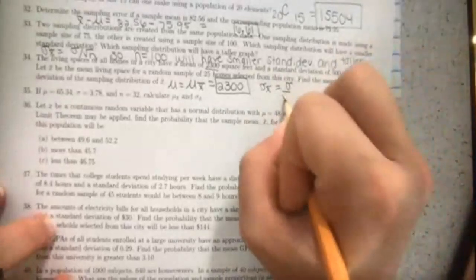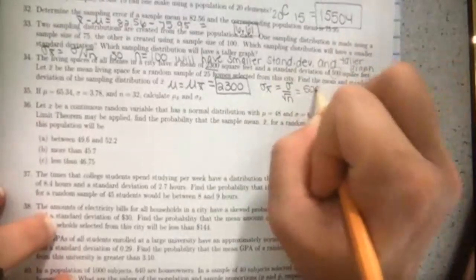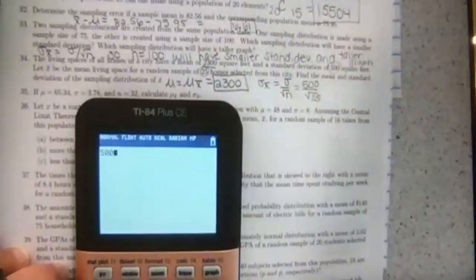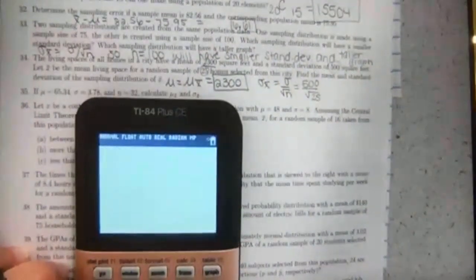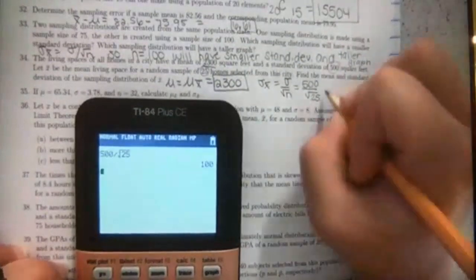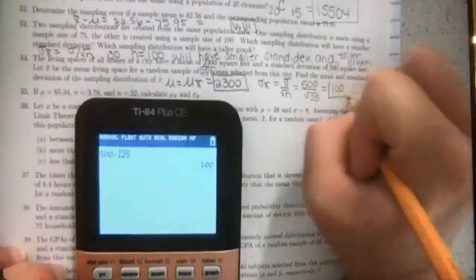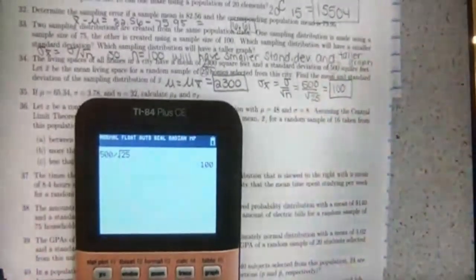And our sampling standard deviation, we know from our formula sheet, is our population standard deviation divided by the square root of n. Our standard deviation, they told us, was 500, divided by the square root of our sample size, so divided by the square root of 25. In our calculator, 500 divided by the square root of 25 gives us 100. Done.